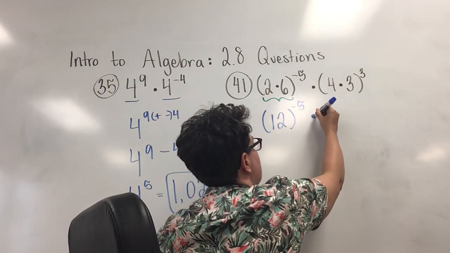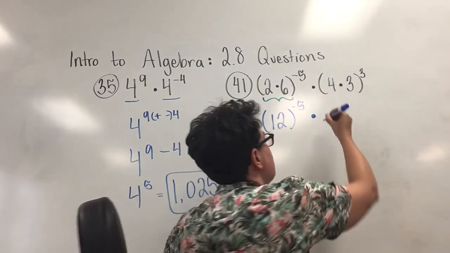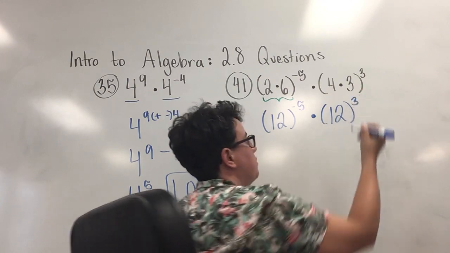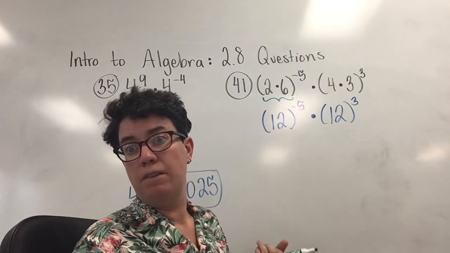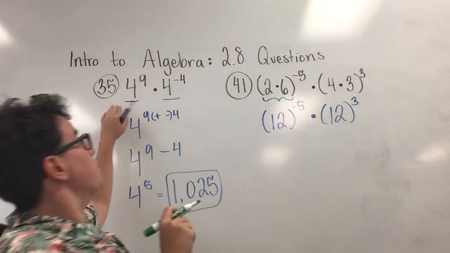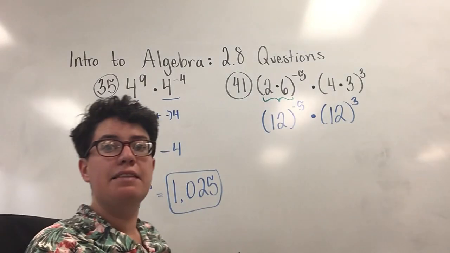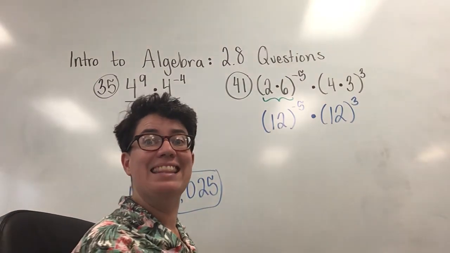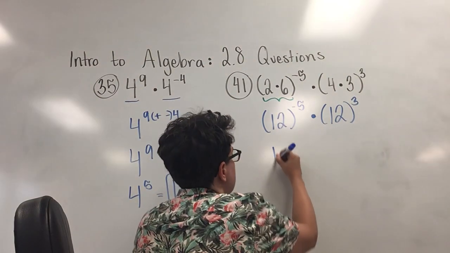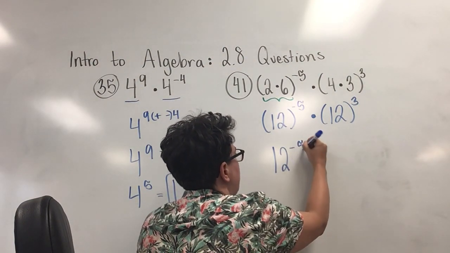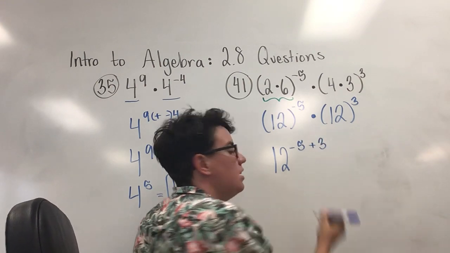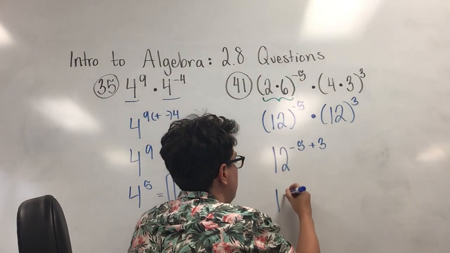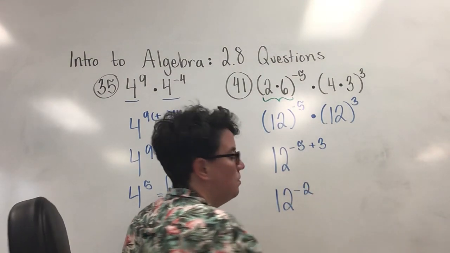Times, and this is why it's nice to do the parentheses first, is now we know that we have the same base, because 4 times 3 is also 12. Right? That's nice. So it's similar to 35. Now that we have the same base, which is 12, and it's a multiplication problem, we can add the exponents. So in this case, 12 to the negative 5 plus 3. Negative 5 plus 3 is 12 to the negative 2.